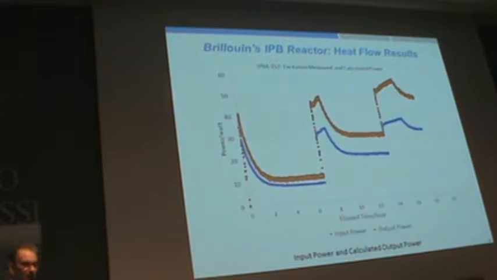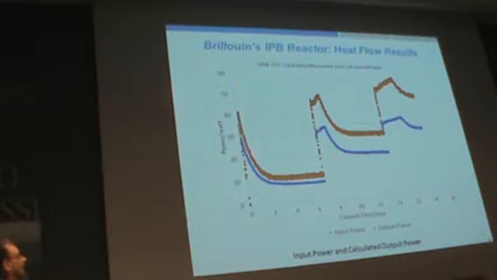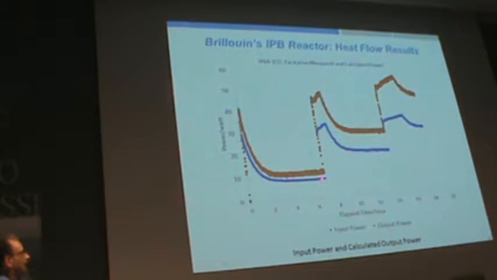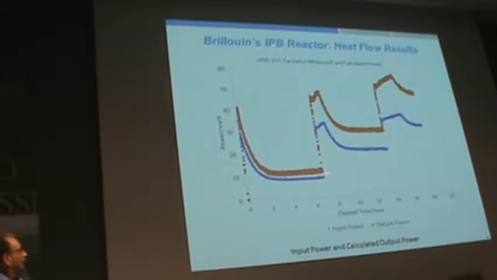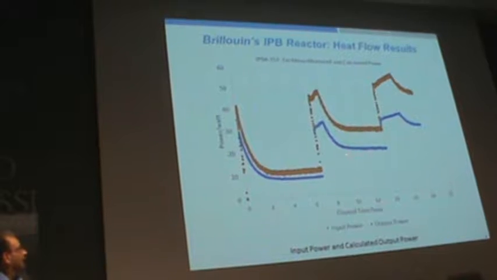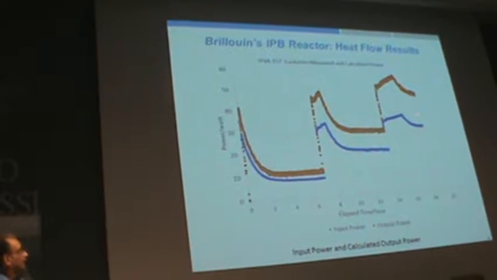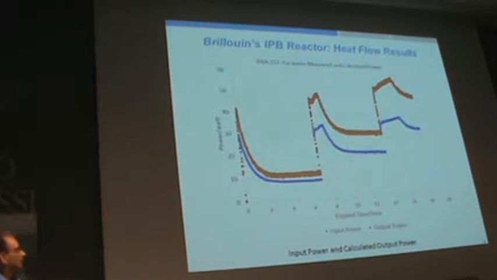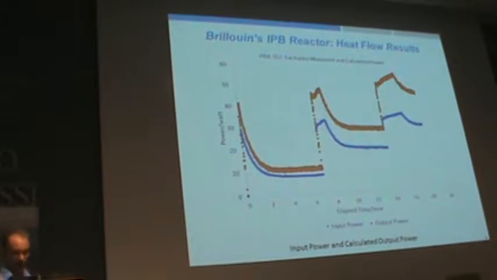And so there's a stimulation experiment, and at lower powers and lower temperatures, there's just a little bit of excess power. The blue being the input, the orange being the calculated output, and as you get to higher powers and higher temperatures, you get a COP, a ratio of about 1.5.